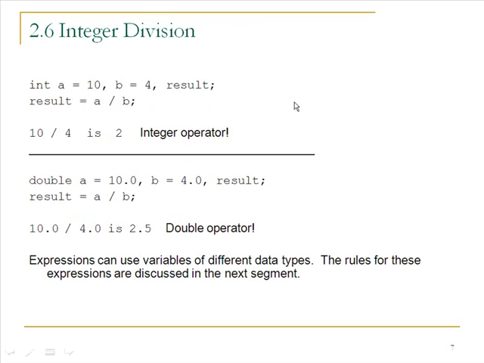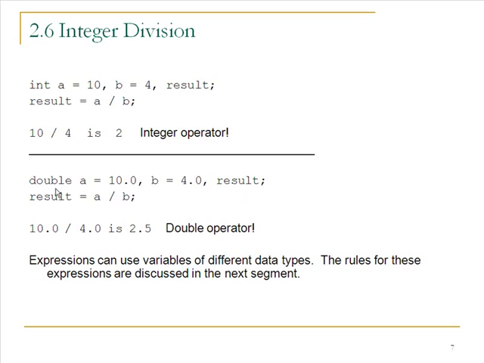Okay, when we're using integer variables, the result will always be an integer. So look at this example where we have result gets a divided by b, 10 divided by 4. You might immediately say, well, that's 2.5, but there can be no decimal point in an integer variable. So this is an integer division, and the division operator is said to be an integer division operator. So 10 divided by 4 is 2. The result must be an integer. That's quite different from floating point operators.